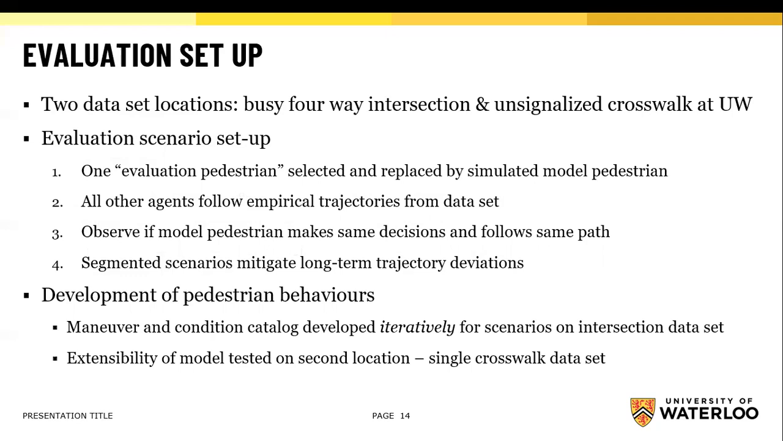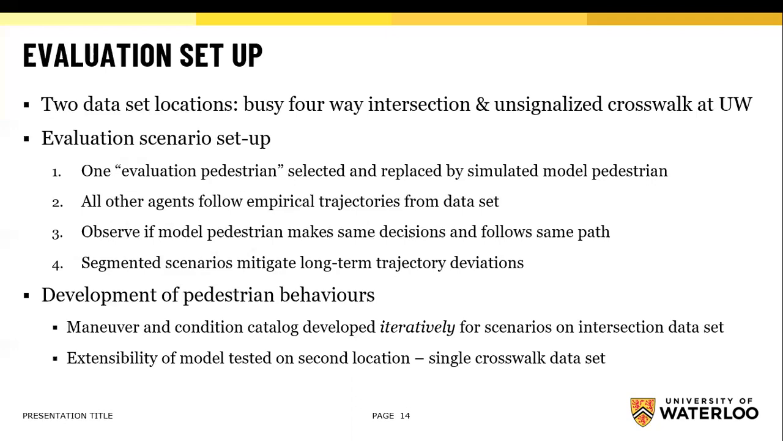So we need to define a process to measure our simulated pedestrians against the real world pedestrians. So we set up these evaluation scenarios in which, in a given dataset recording, we select one real world pedestrian to remove from the scenario and replace it with one of our simulated pedestrians running the model. And then all the other agents are left as they are, and they follow their empirical trajectories from the dataset.